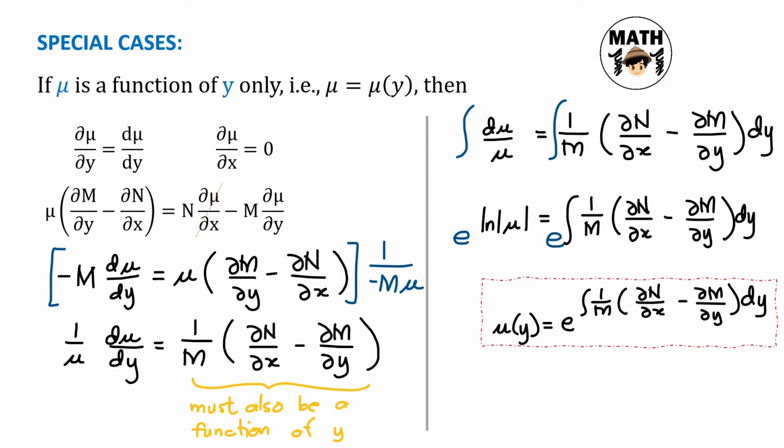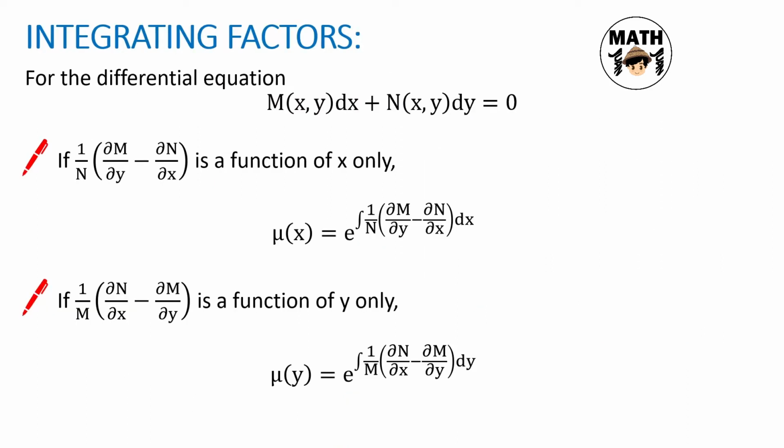This is almost similar to the previous one, except that we swapped n and m. Then we also swapped the location of the partial of n with respect to x and the partial of m with respect to y. Now, from this, we can summarize that when we have a differential equation of the form m dx plus n dy equals 0 and it is not exact, if we get 1 over n multiplied by the partial derivative of m with respect to y minus the partial derivative of n with respect to x, and what we get is a function of x only, we can determine an integrating factor mu that is also a function of x only, and that is equal to e raised to the integral of the result we got.